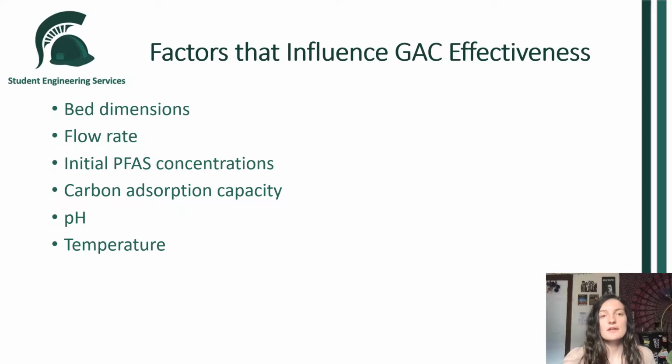There are many factors that influence the performance of a GAC column. The bed dimensions are very important. It should be sized appropriately to meet the demands of the flow rate and initial PFAS concentrations present at the site where the column is being used. The carbon adsorption capacity is also very important. If the carbon is unable to adsorb the target contaminants, it will not be effective in treating the wastewater. pH and temperature also play a role in the effectiveness of removal.